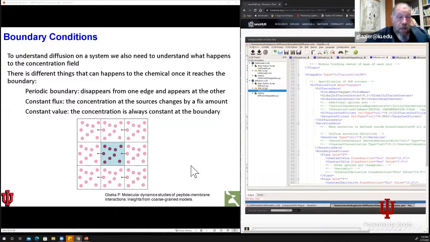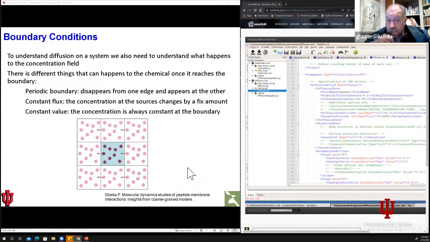On the other hand, if I imagine that my lattice represents a volume of liquid inside a test tube, the test tube has a rigid wall. And the chemical doesn't cross the wall. And in that case, I would have no flux boundary conditions. The chemical can't cross the boundary. The other thing that happens, and this is a little bit different from what happens with cells, is that I might have constant value boundary conditions.